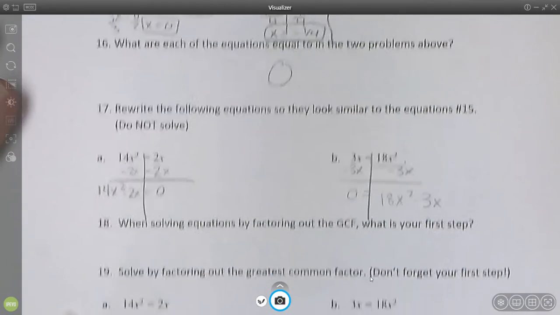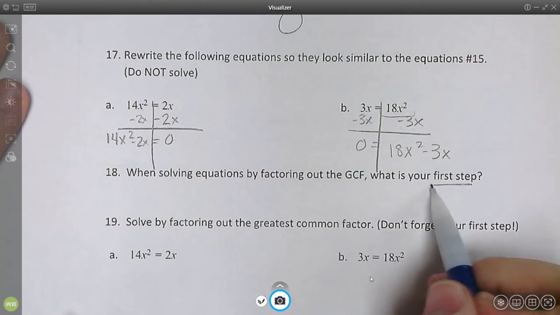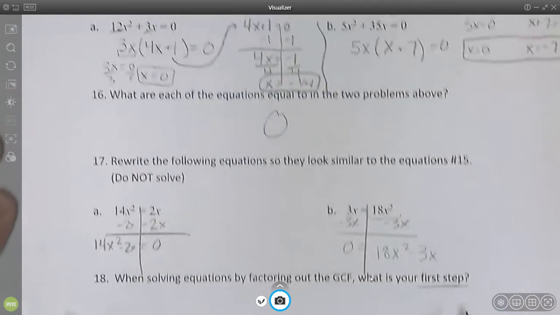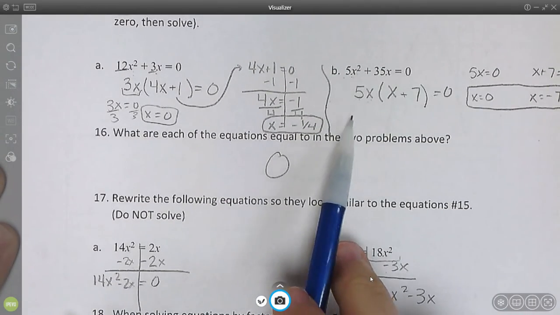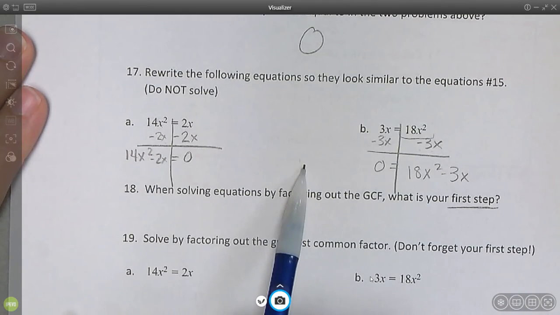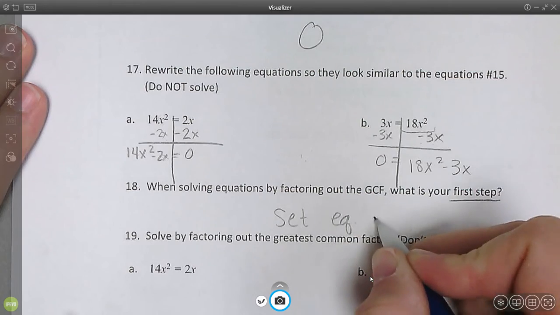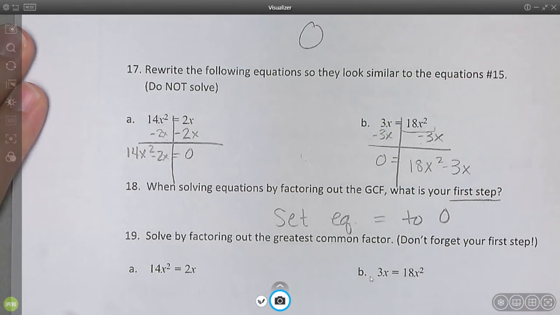So we're done with that one. 18 says, when solving equations by factoring out the greatest common factor, what is your first step? Well, up here, our first step was to factor out a greatest common factor. But here, what did we have to do first? You have to set your equation equal to 0.